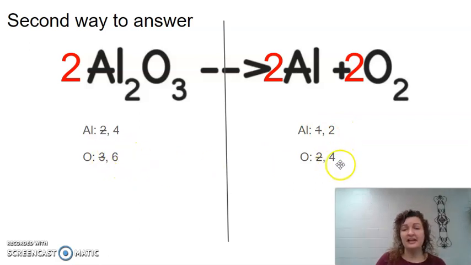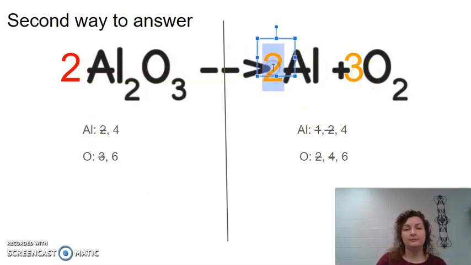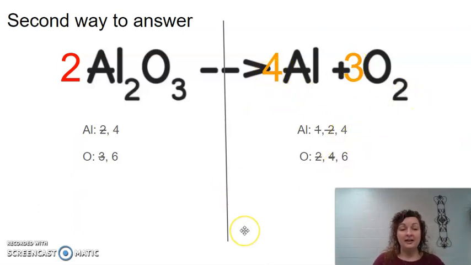I have 6 on this side. I really need 6. So if I erase this 2, what times 2 will give me 6? 3. So it's going to end up looking like this. I'm going to switch these two. Oops. And that should be a 4. There we go. I edited it for you guys. So this one should be a 4. So 4 aluminum and then 6 oxygen. Now it is balanced and we are done.